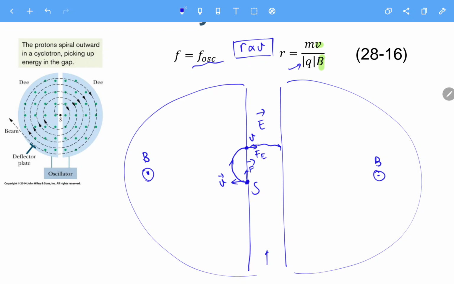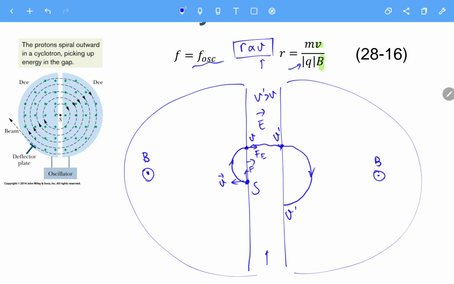So it will accelerate up to this point. The velocity will become faster, so I denote it as V prime, which means that V prime is larger than V. And then entering this region, there will be a B field and no E field, and then there will be a circular motion. But here V prime is larger, so R should be larger. So it becomes this one, go to here, it's still V prime.